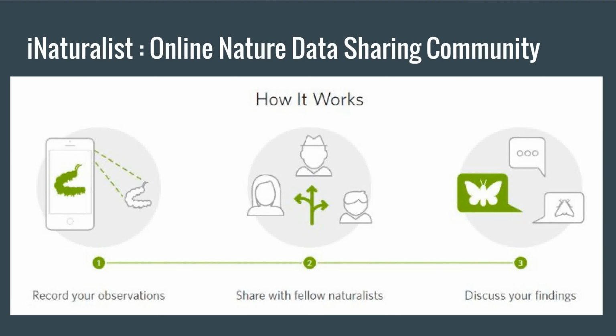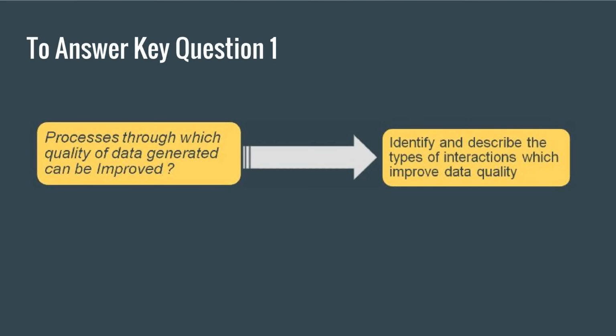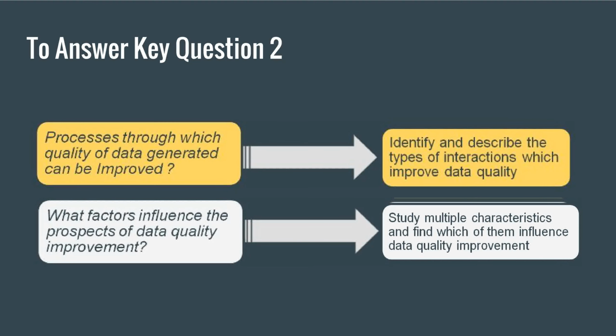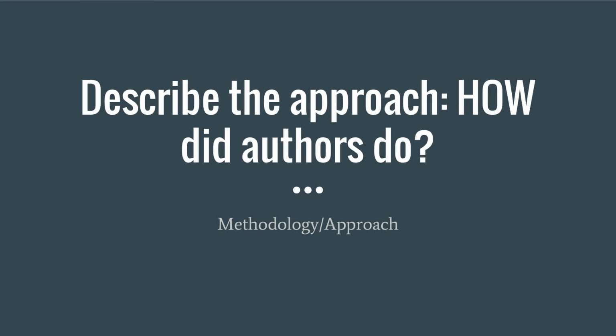The authors used an internet-based community which contributed to biodiversity data collection and analysis. This type of data is used extensively in ecology research and land management decision-making. The authors answered the first research question by identifying and describing the types of interactions that led to improvements in data quality. For the second question, they studied multiple characteristics of the records and tried to check which of them influenced data quality improvement.